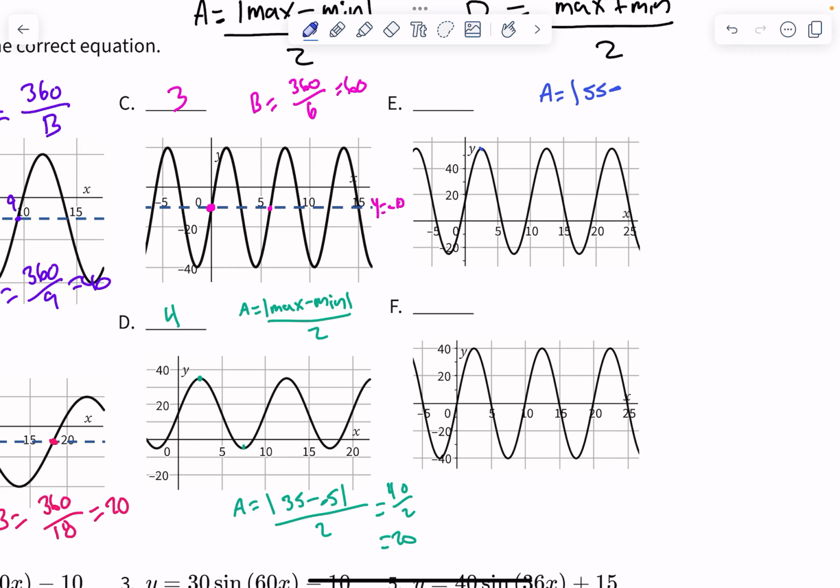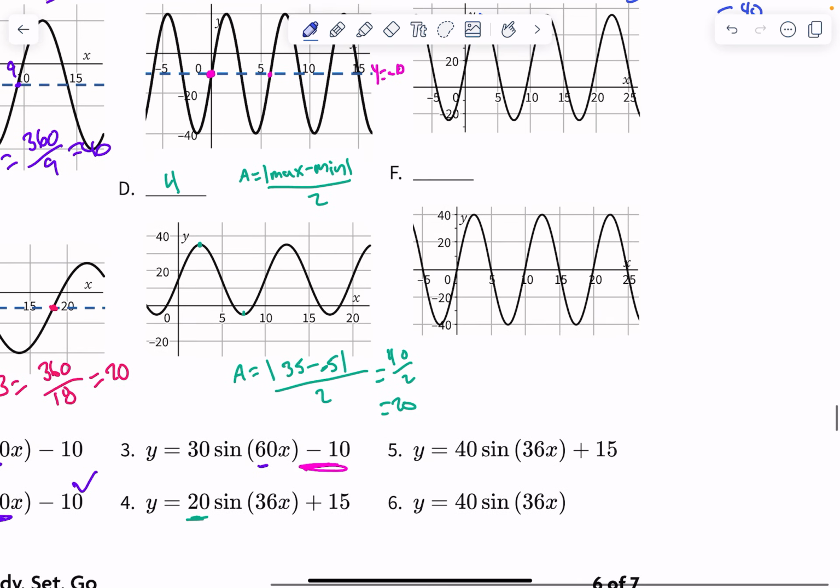This is negative 20, negative 30. Let's say negative 25 all over 2. So 55 minus negative 25 is 80, divided by 2 is around 40. So then, okay, we're between. Both of them have 40 as my amplitude.